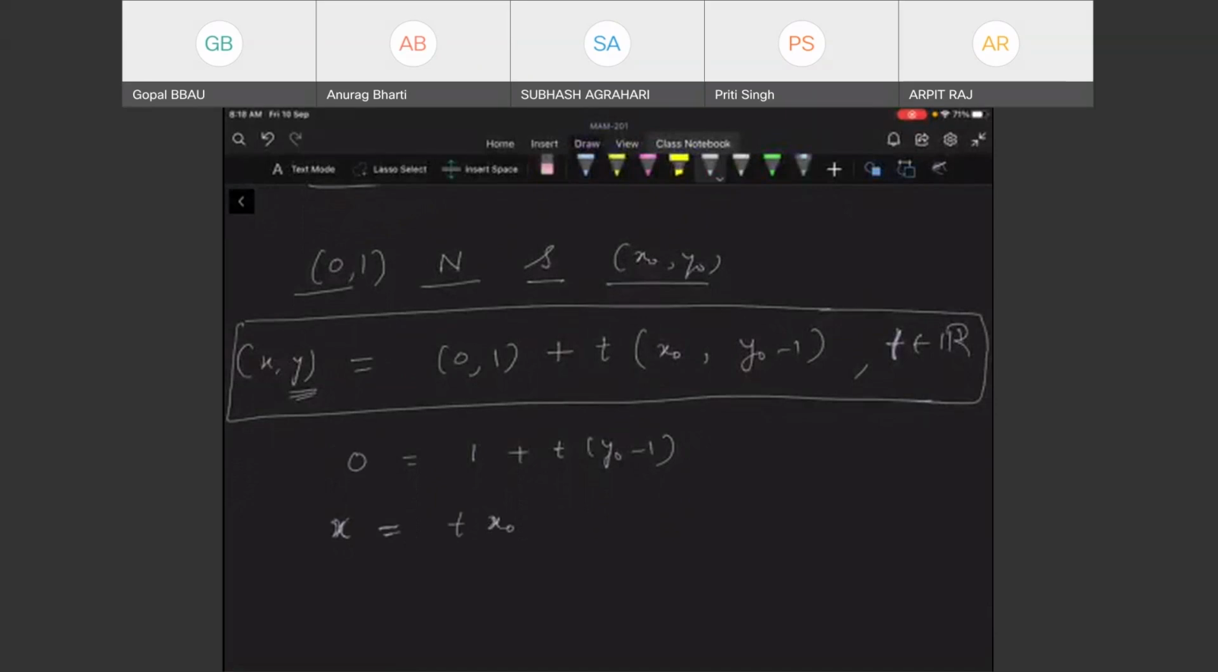Is this correct? Hello? Yes, sir. Hello? Is this correct? So if x0 is non-zero, then t equals x by x0.